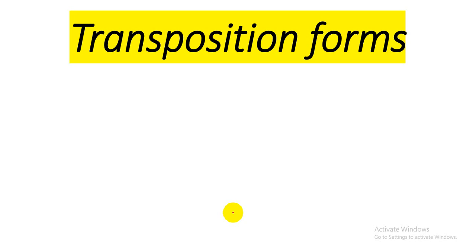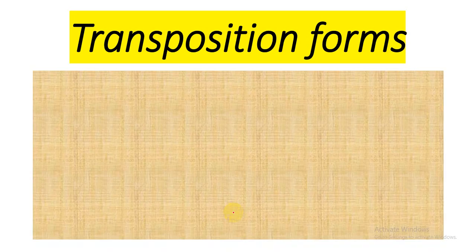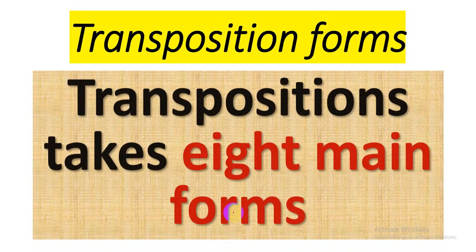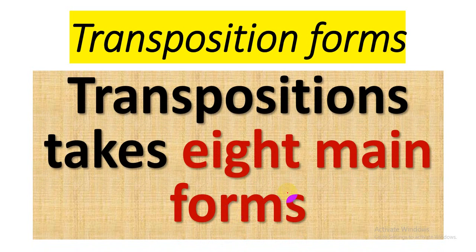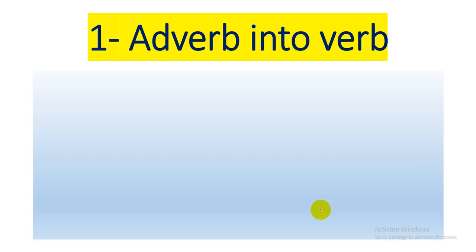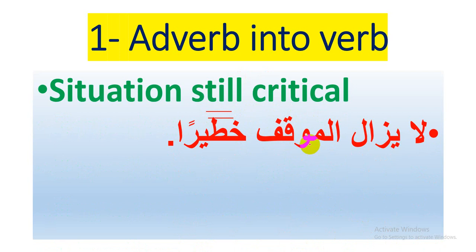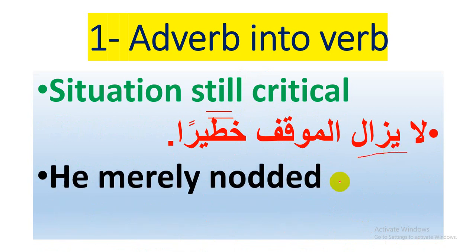So what are the forms of transposition? Transposition can take many forms. So what we are going to do today is to discuss 8 main forms of transposition. For example, one form of transposition is that we can change an adverb into a verb. How about this sentence? Situation is still critical, and we have changed this adverb into a verb, right? لا يزال. Or how can you translate this?